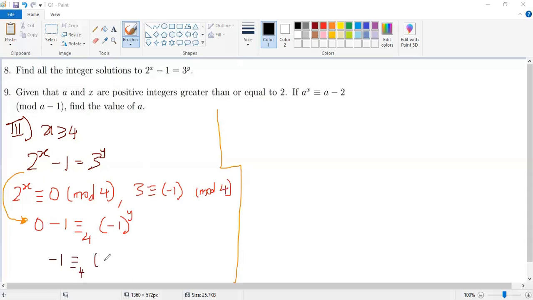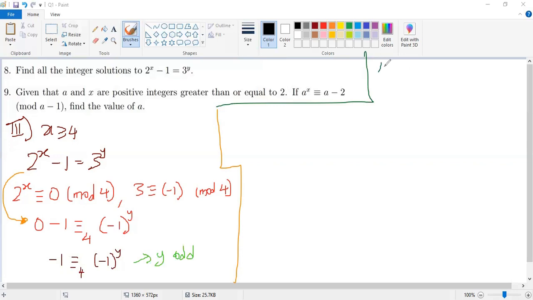So (-1)^y is congruent to -1 mod 4 only if, just like a normal equation, the power y must be odd, because only odd powers give -1, right? Yep, that part we can just deduce like that. So sometimes we learn how to use it first before understanding the details of the congruence.